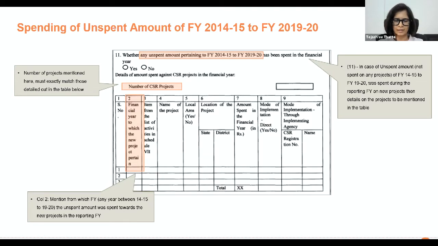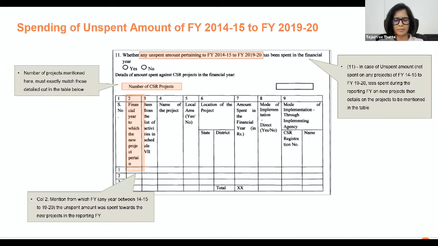So column 2 here is asking for the financial year from where the unspent funds are being utilized on a project in the current financial year. Rest of the details about the alignment with items in Schedule 7, the location of the project, mode of implementation, and amount spent on such a project are pretty similar to all the other tables.